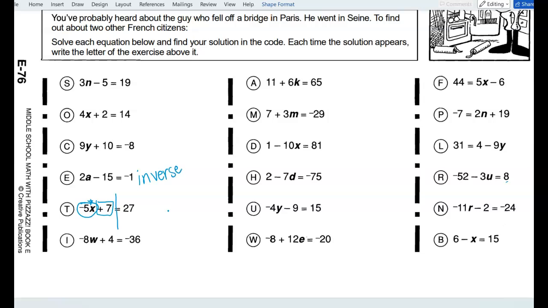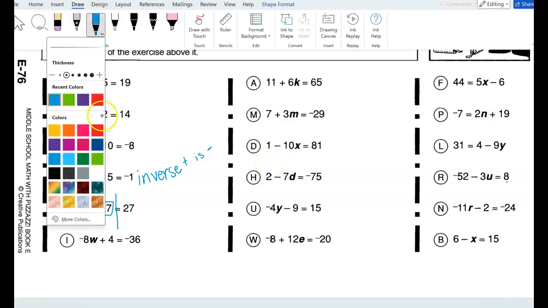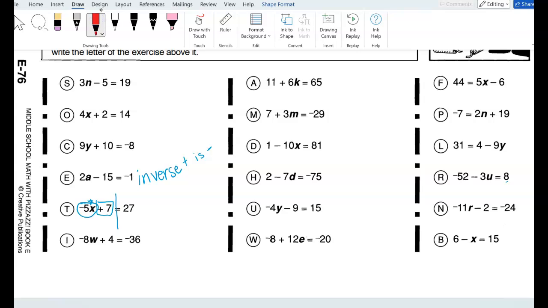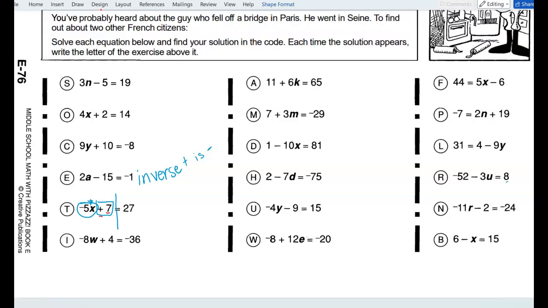I-N-V-E-R-S-E. What is the inverse of addition? Well, it's subtraction. Inverse of addition is subtraction. Okay, so yep, that's our second or third step here. We're going to subtract 7.